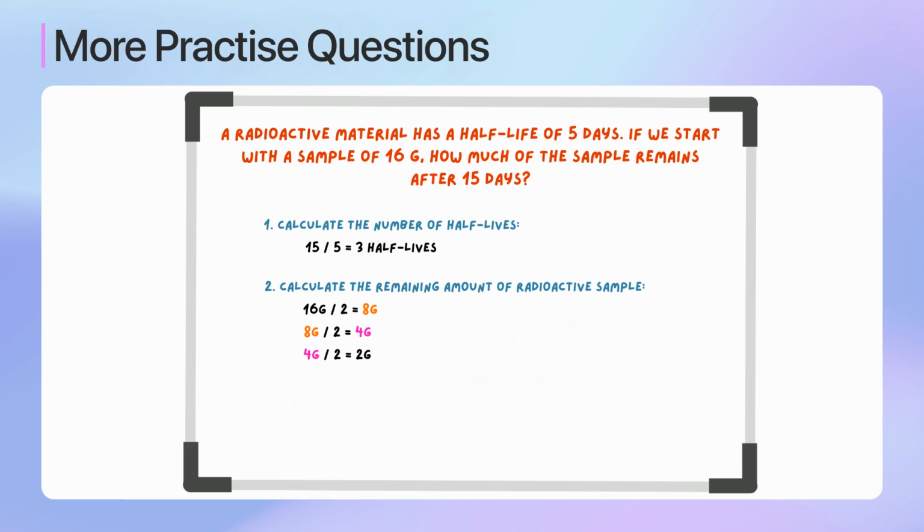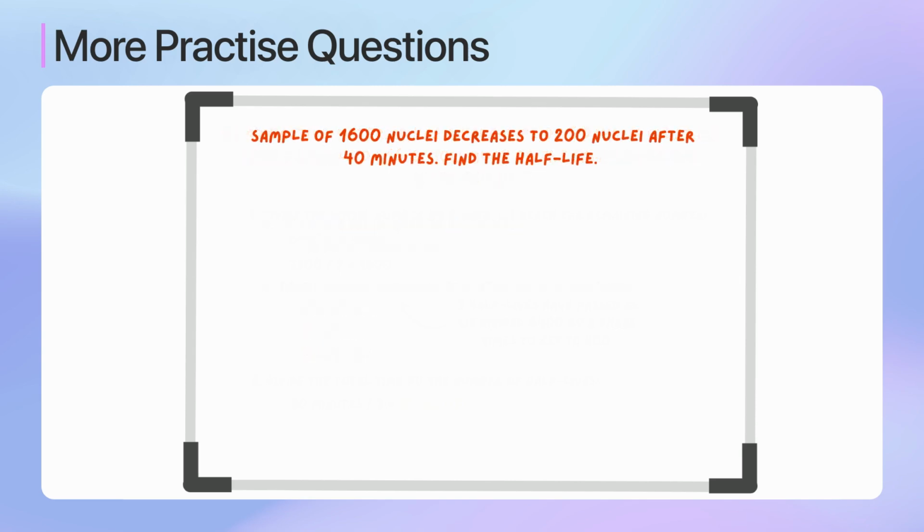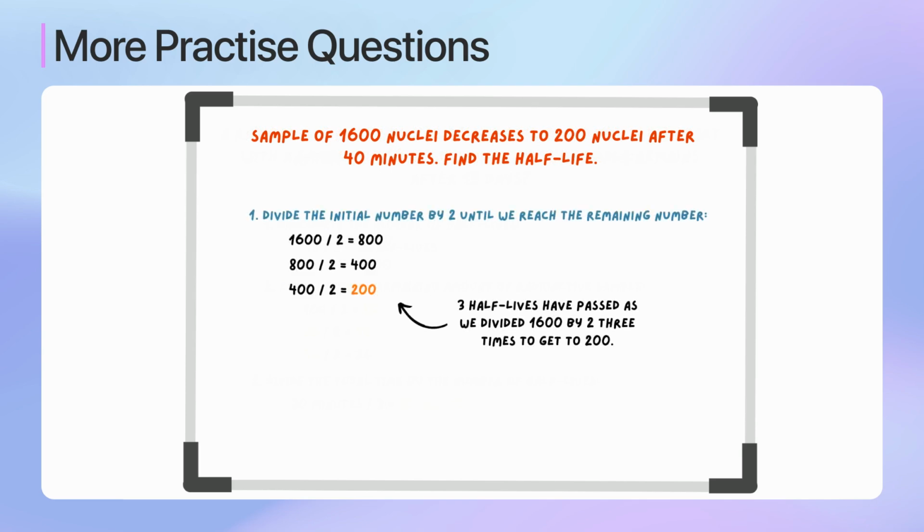Let's try another problem. A sample of 1,600 nuclei decreases to 200 nuclei after 40 minutes. We want to find the half-life. First, we need to calculate the number of half-lives. To do this, we need to divide the initial number by 2 until we get to the remaining number. 1,600 goes to 800 in one half-life, 800 reduces to 400 in the second half-life, and 400 reduces to 200 in the third half-life. Hence, the total time for 3 half-lives is 40 minutes. This means the time for one half-life is 40 minutes divided by 3, which is roughly 13.33 minutes.